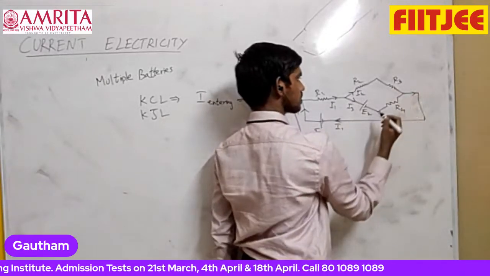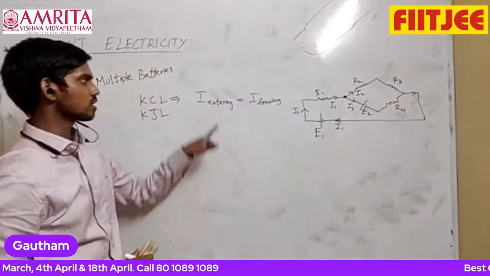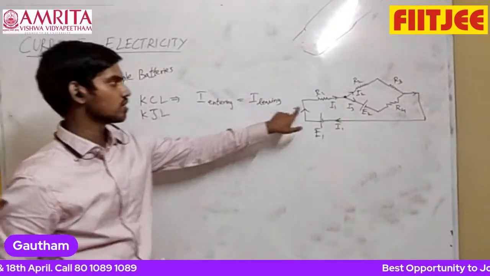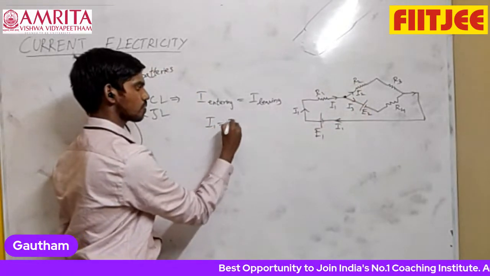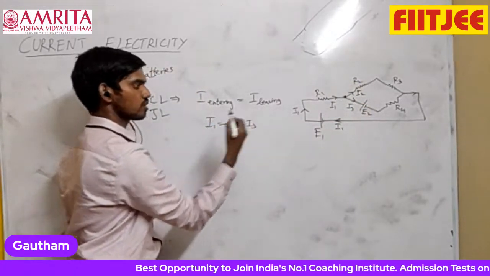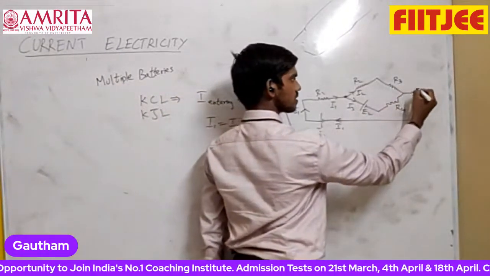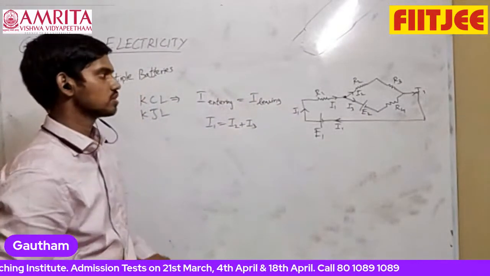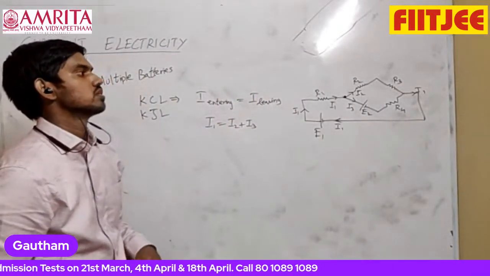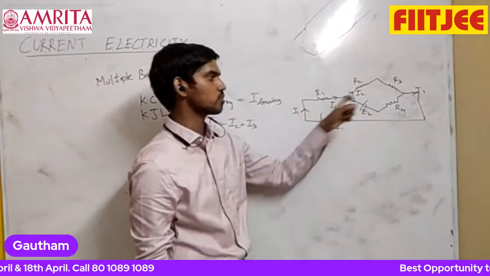Again, it's combining. So at this junction, you can apply Kirchhoff's junction law. Current entering will be equal to current leaving, which means I1 will be equal to I2 plus I3. This is your junction law. Again, I2 plus I3 combining will become I1 because I1 is coming back to the battery. So we got one equation, but there are three variables: I1, I2, I3.